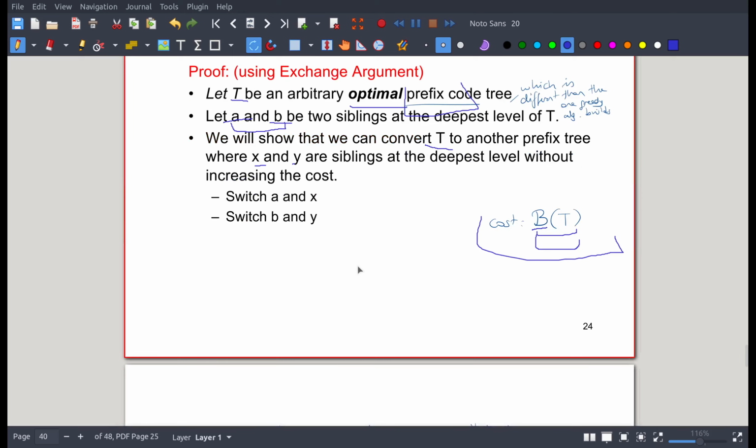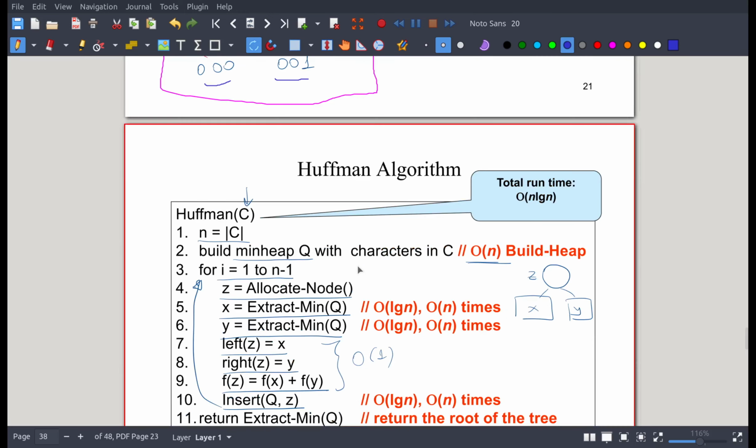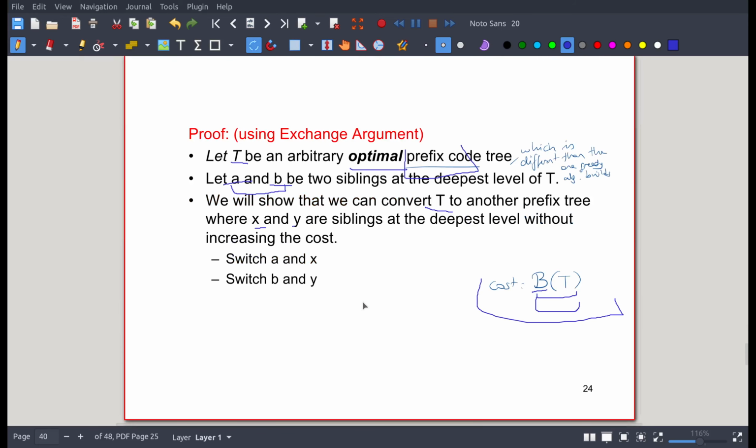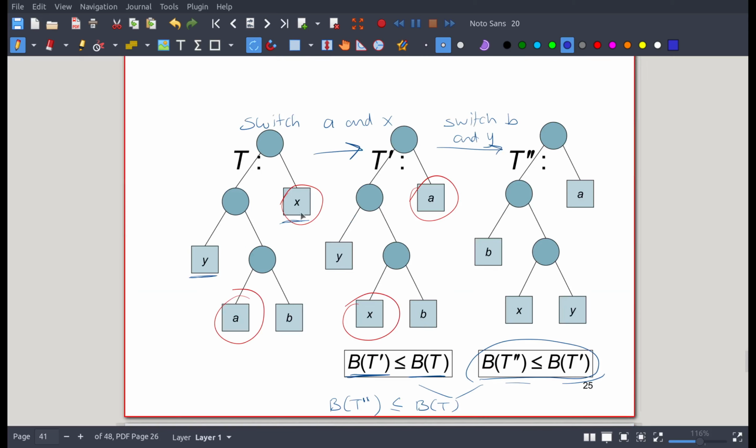So x and y have the lowest frequencies, and what we're trying to do is make sure the bottommost nodes have the lowest frequency. So x and y should reach the bottom, right? And that means that we have an optimal solution. But we are assuming we have T to be an optimal solution. I think it's getting a bit confusing, but when we go down and explain, it becomes easier.